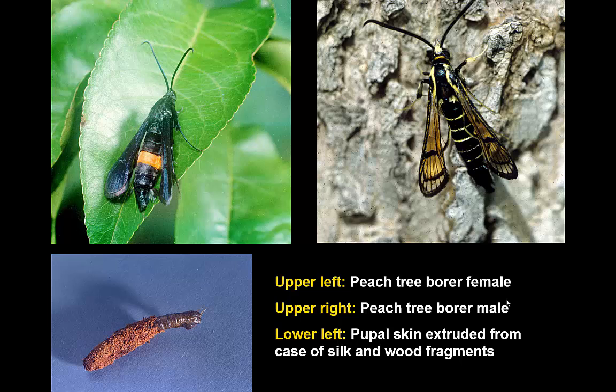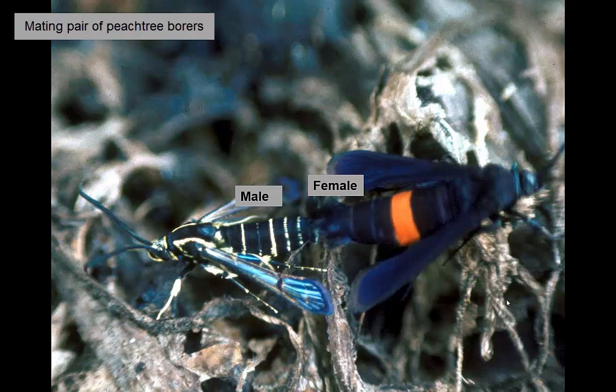So you can see the female on the left and the male on the right are kind of unusual looking moths, and they're also unusual in that they will fly during the day, which is something most moths will not. Again, their appearance being similar to a stinging insect is what allows them to have this day flying habit. So here we see a mating pair of peach tree borers, male and female. The male is quite a bit smaller than the female.